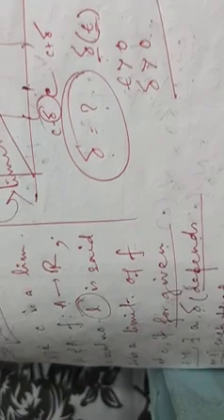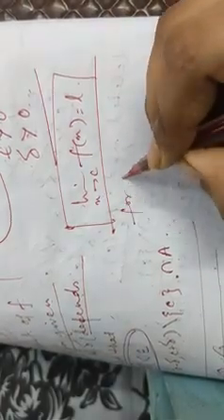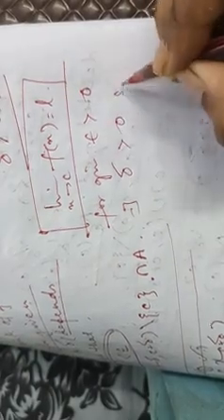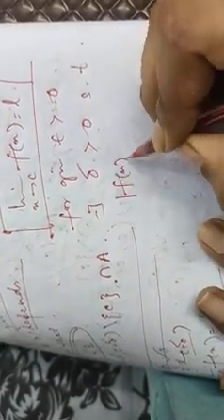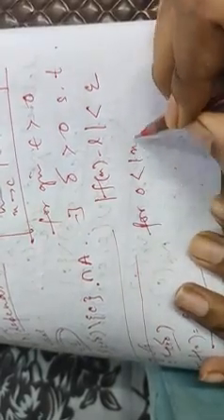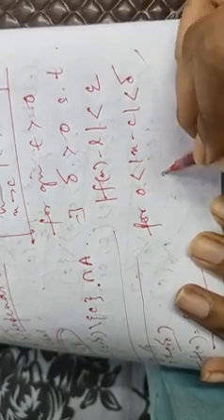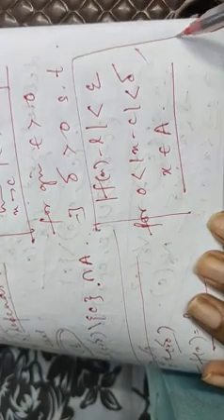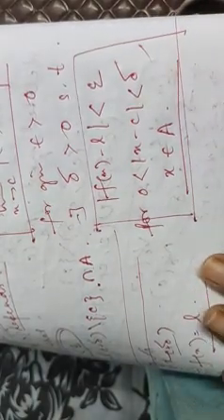So I am repeating again, the concept is limit as x tends to C of f(x) equals L. What is its epsilon delta definition? For given epsilon greater than 0, there always exists a delta greater than 0 such that modulus of f(x) minus L is less than epsilon for 0 less than modulus of x minus C less than delta and x belonging to the domain N. This is the standard epsilon delta definition of limit.